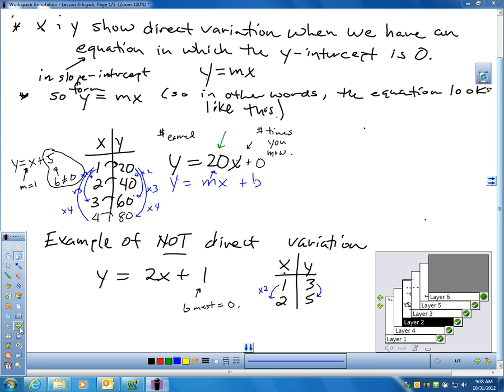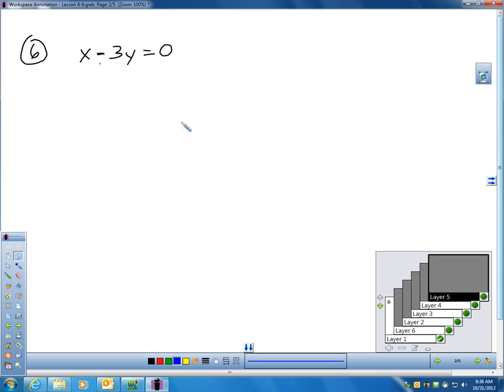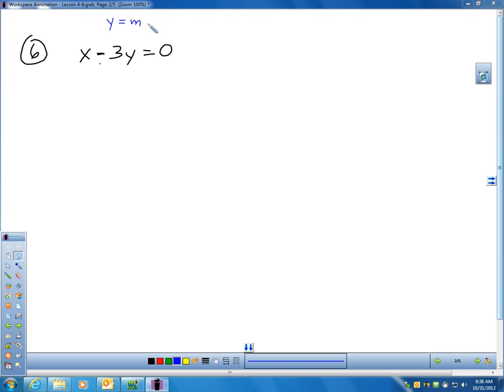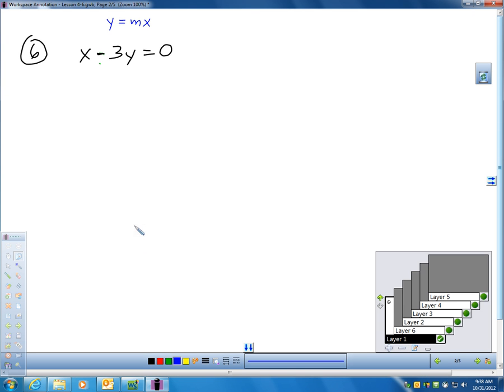So to tell whether an equation is direct variation or not, it's very simple. We just have to quickly decide, is this equation in that form? Okay, now obviously this is not written in that form, so the first thing, let's see if I can rewrite this equation into slope-intercept form where my b value is nothing. So that's what I'm going to try to do here.